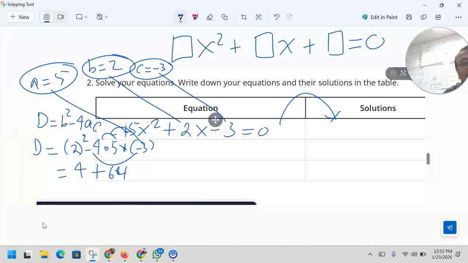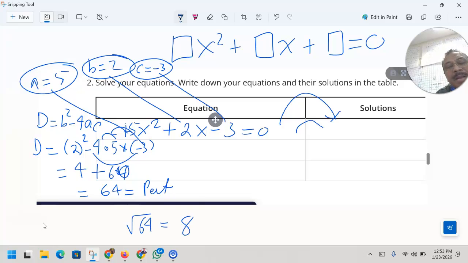So you got 60 here, and 4 plus 60 is 64, a beautiful number, a perfect square. Perfect square means the square root of 64 is going to be 8. That's why I was laughing. This one has two real solutions because the number is positive.